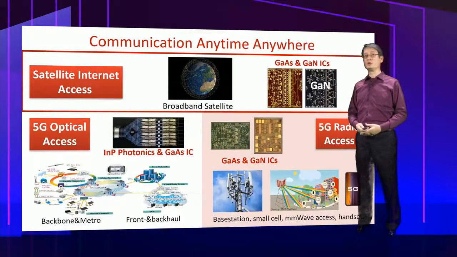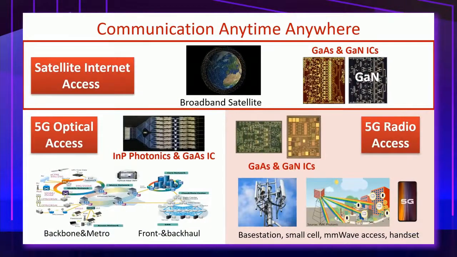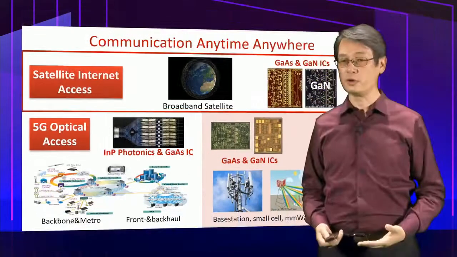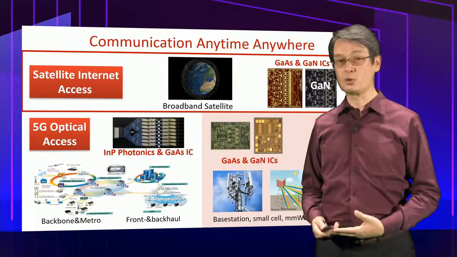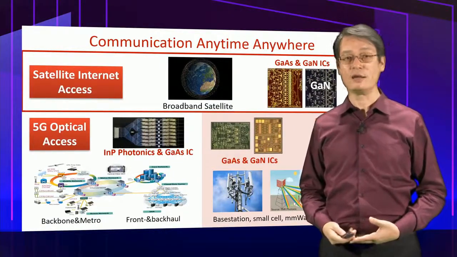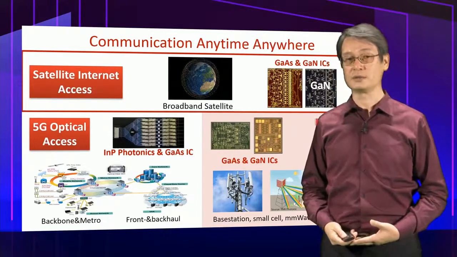This page shows examples that compound semiconductor devices are used in all the networks pervasively, including satellite internet access, 5G optical access, and 5G radio access. Compound semiconductor has its role in the forms of high-frequency amplifier, low-noise amplifier, light-emitting source, light-receiving device, and the photonics integrated circuits.